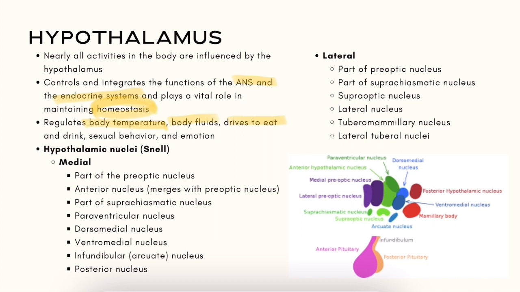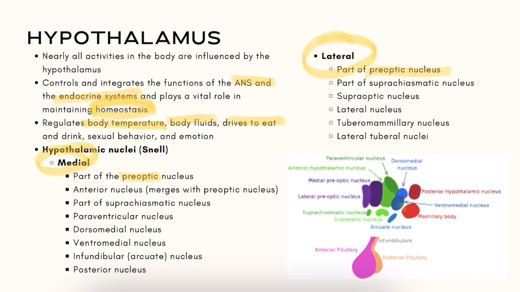Now, our hypothalamus is divided by an imaginary parasagittal plane into medial and lateral zones. So we have a medial zone and we have a lateral zone. Now, it's quite extensive, and again, the divisions of the hypothalamus aren't really well defined. So you would find, let's say, part of the preoptic nucleus in the medial, but then you'll also find it in your lateral. So these are your hypothalamic nuclei.